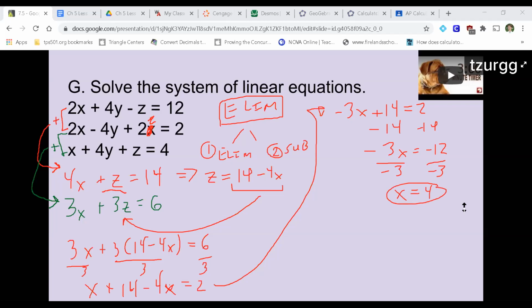All right, so that's 4. Plug this in to there. Z is equal to 14 minus 4 times 4. So Z is 14 minus 16. So Z is negative 2.